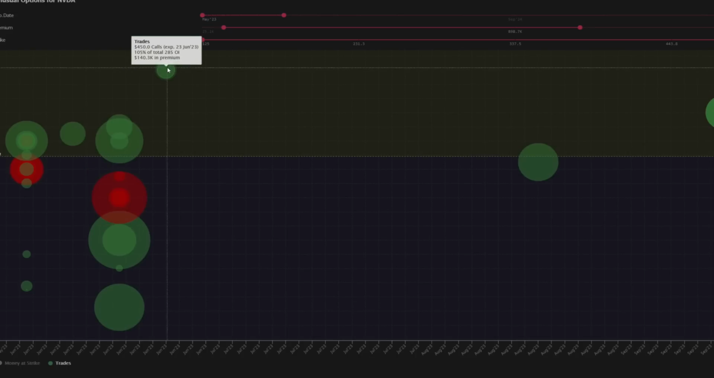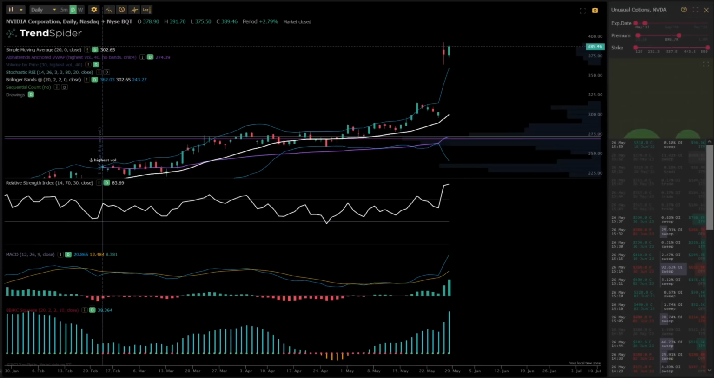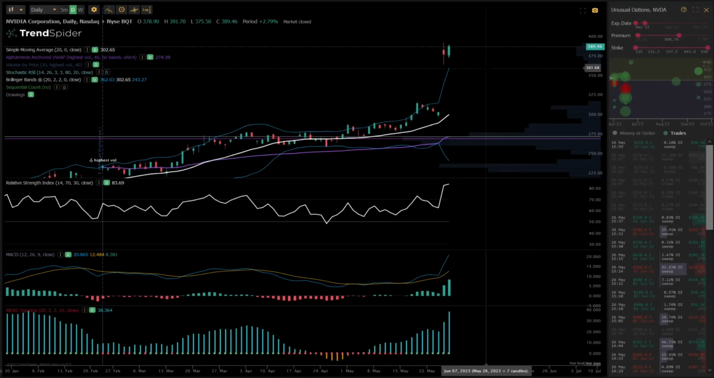And then on top of that, we have over $140,000 in premium that say by the end of June, it's possible NVIDIA could be trading at $450. So for all intents and purposes, this is not a stock you want to be shorting, at least based on the chart and the unusual options widget, which correctly kept us from shorting the stock all year long.